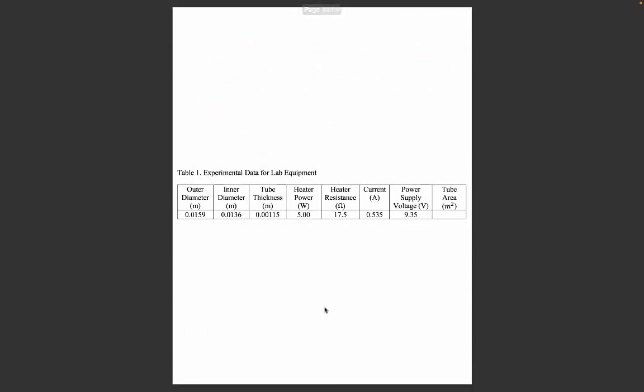And you were also asked to tabulate your data. So here's an example of a good table. Captions on the top. Everything's left justified. Units are included.